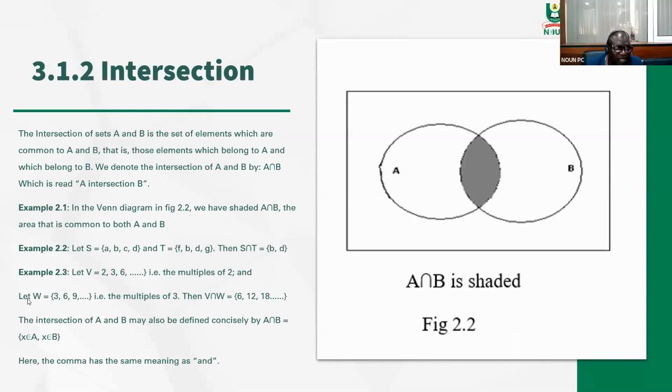Good. Let W now be multiples of 3: 3, 6, 9, like that. What are multiples of 3? 3, 6, 9, 12. Who said 11? 12. Who said 11?